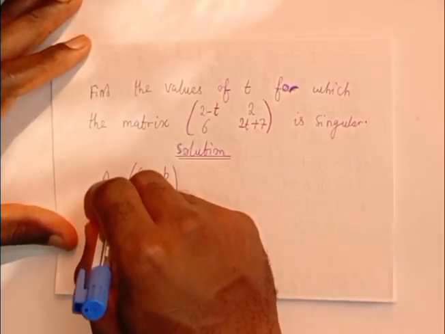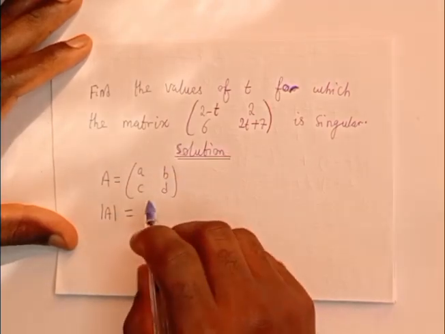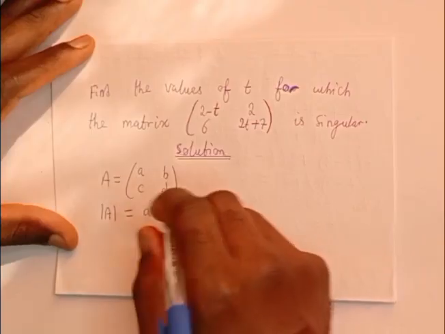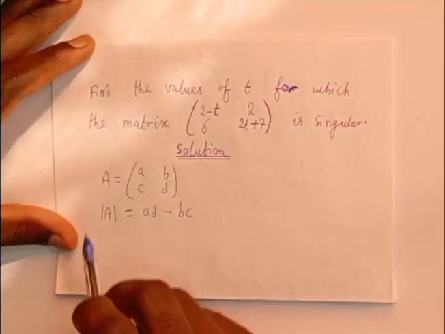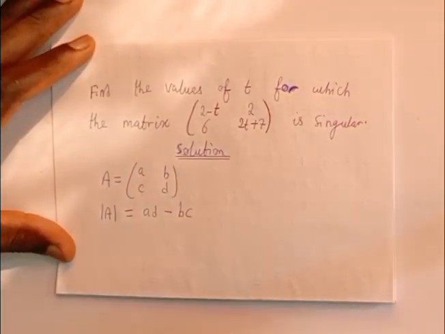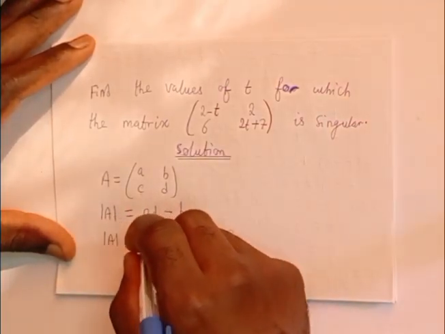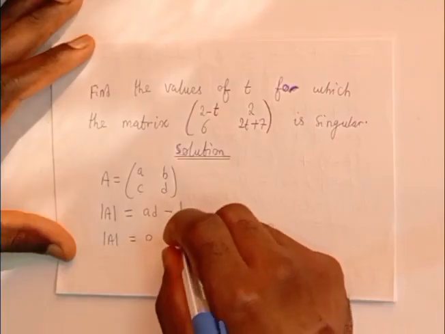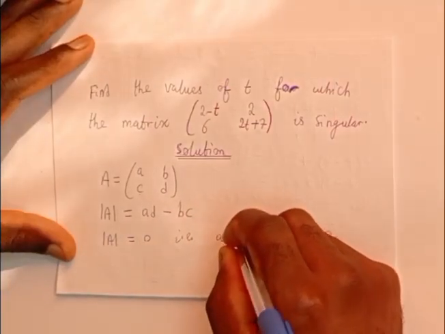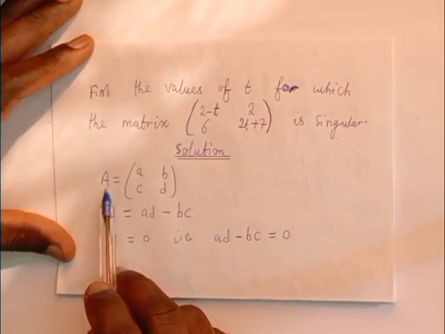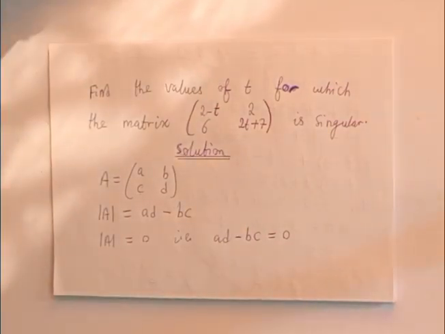The determinant of the matrix A is given by a times d minus b times c. The matrix A is singular if the determinant of the matrix A is equal to 0. That is, if we take ad minus bc and it is equal to 0, then this matrix A is said to be a singular matrix. We have to find a value of t for which this matrix is singular.